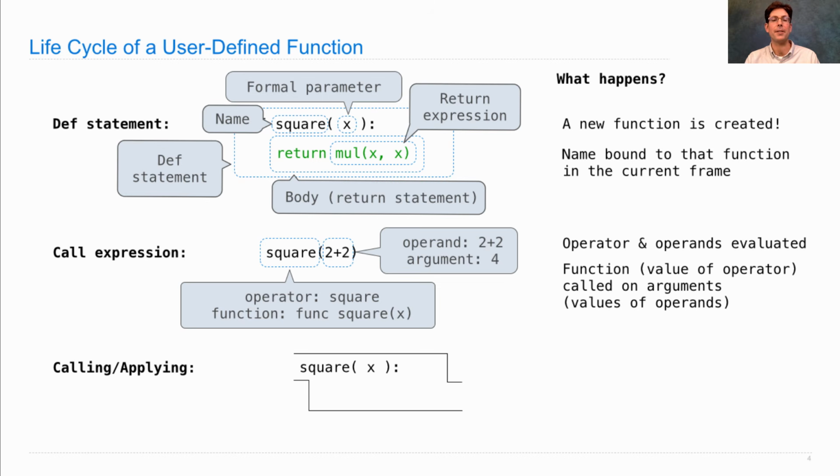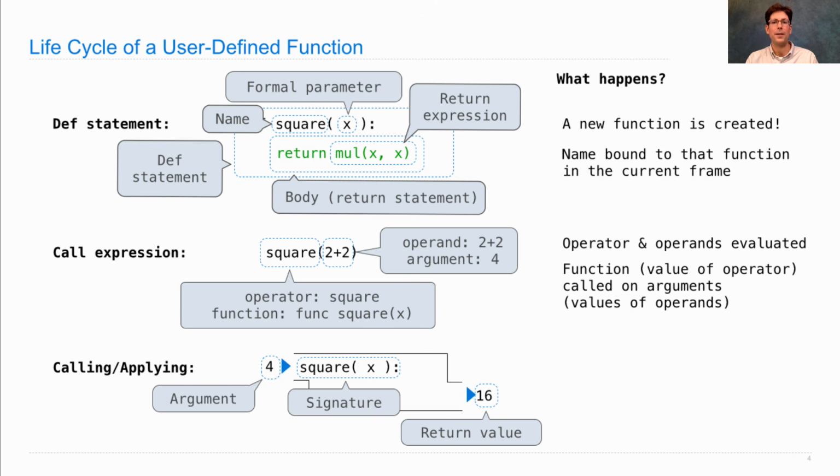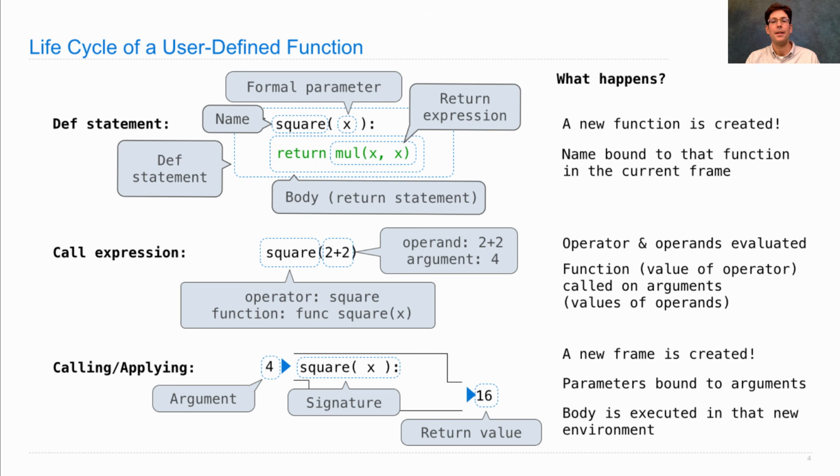Calling or applying a user-defined function is also a process that we need to spell out. So I showed you a diagram that looked like this, which was the function signature inside of a little tube. In comes the argument, out comes the return value. How does this happen? Well, we start by creating a new frame in which the formal parameters of the function we're calling are bound to the arguments we're passing in. In this case, x would be bound to 4. And then the body of the function that we're calling is executed in that new environment. So we would, in this case, compute the multiplication of x and x, where x is bound to 4. 4 times 4 is 16.